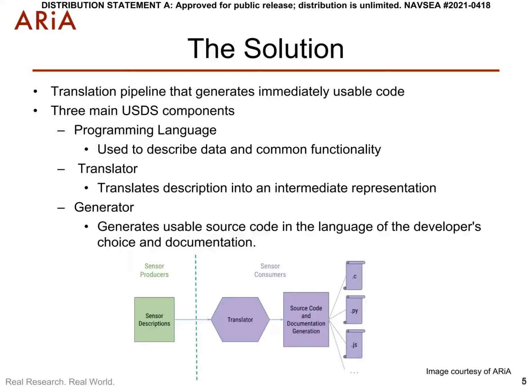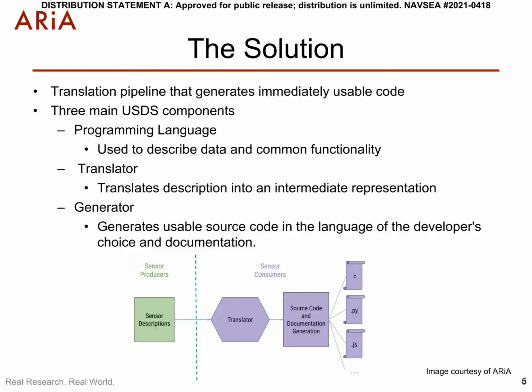The second component is the translator. The translator translates descriptions written in the USDS programming language into an intermediate representation. The third component, the generators, take this intermediate representation and generate usable source code in a language of the developer's choice, and also produce associated documentation.